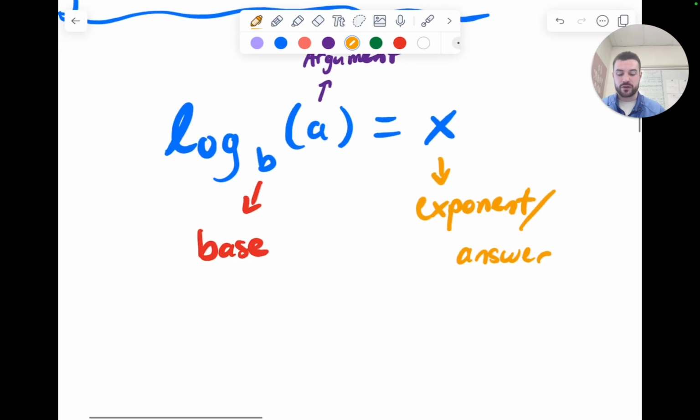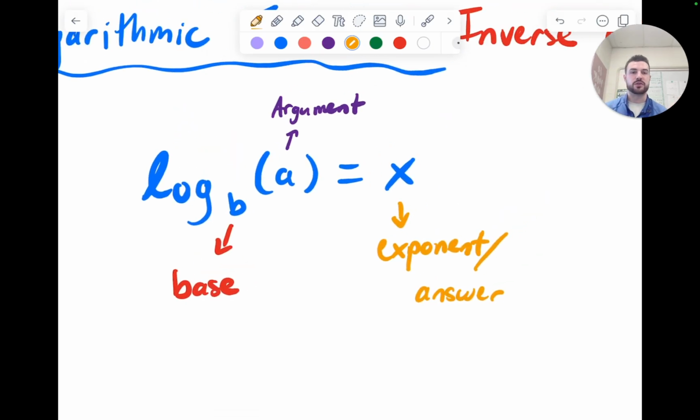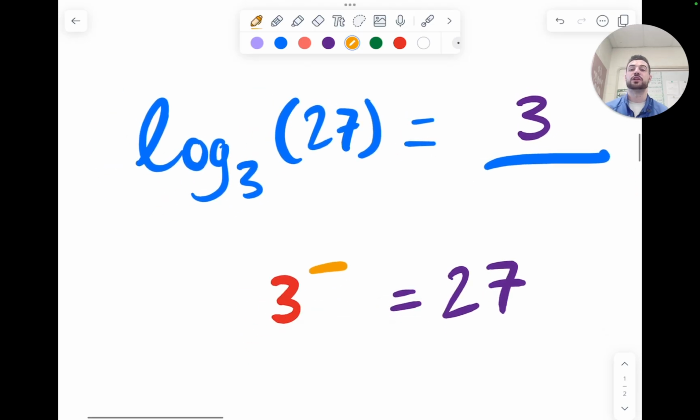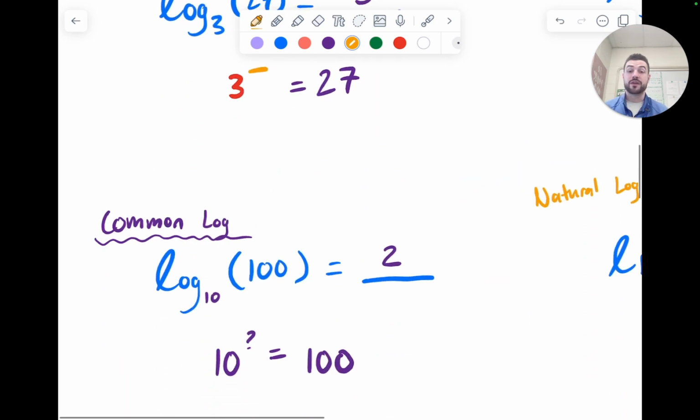You're just solving for a different piece of a similar equation. Now, again, we've got the base, which is the subscript, the number that's a little bit lower. A is our argument, and x is going to be our exponent that we're looking for, or the answer. We would say this is log base b of a equals x. More specifically, log base 3 of 27, which is saying 3 to what power is 27, and the answer is 3.